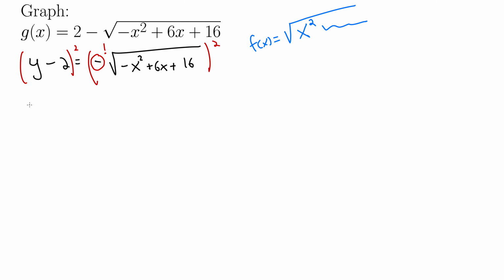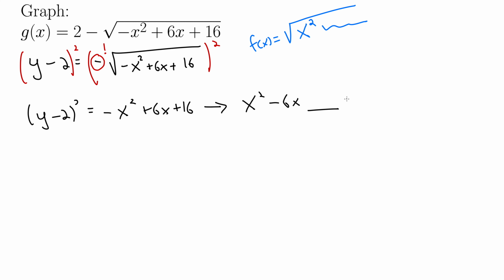I'm going to leave this left side as y minus 2 quantity squared, and then the right side becomes negative x squared plus 6x plus 16. Next, I'm going to bring all the x's over to the left side, leaving just that 16 on the right-hand side. So this gives us x squared minus 6x, then I'm going to leave some space, plus y minus 2 quantity squared equals 16. And you can maybe see where this is going here.